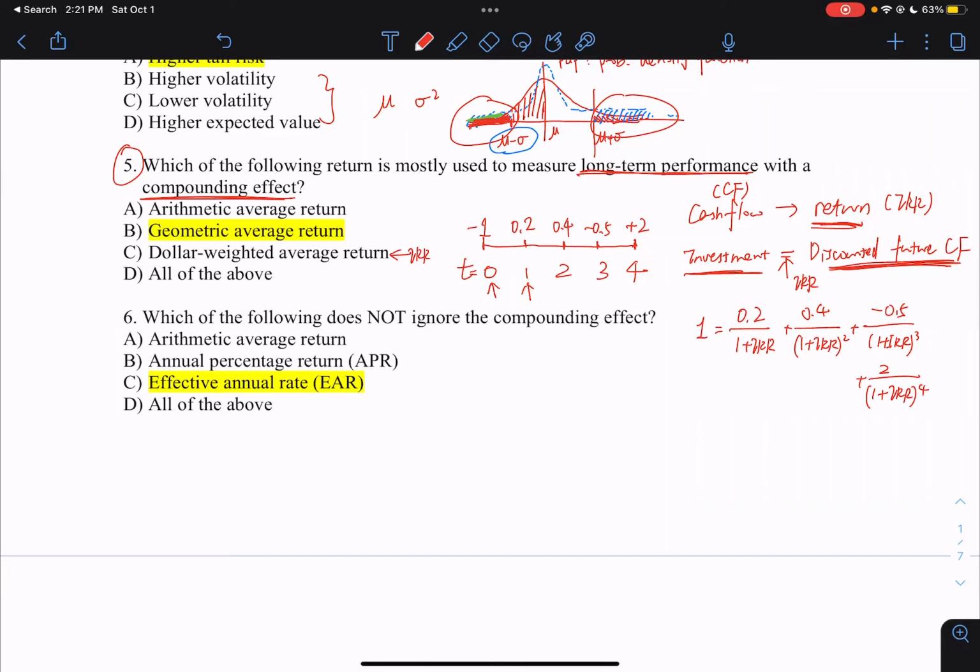So if you use Excel or your financial calculator, you are able to back out exactly what this return is, the return that makes the left-hand side equal to the right-hand side. Why is it called the dollar-weighted average return? Because this item has a bigger impact on the number of the IRR than the other 3 items, because the $2 is quite high.